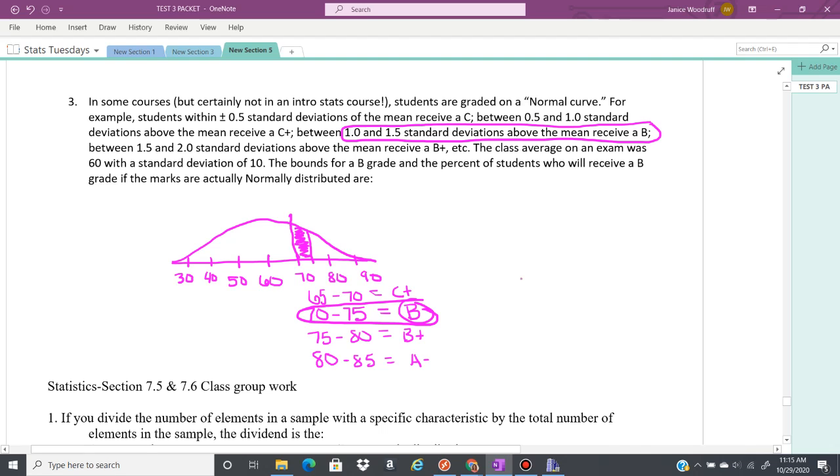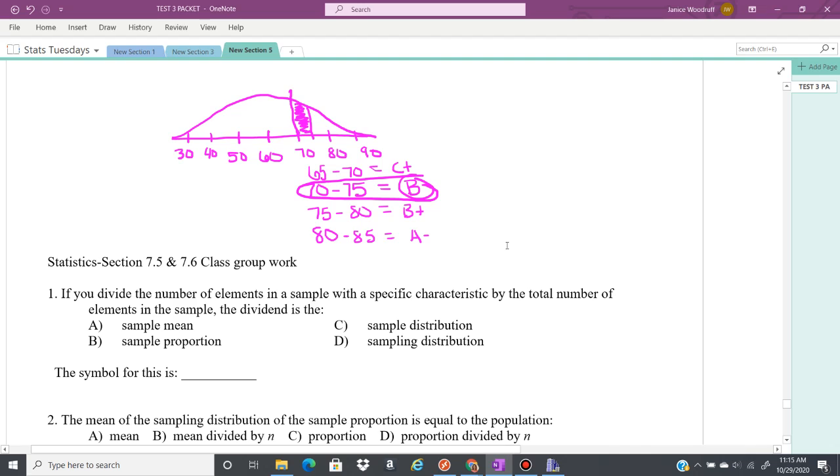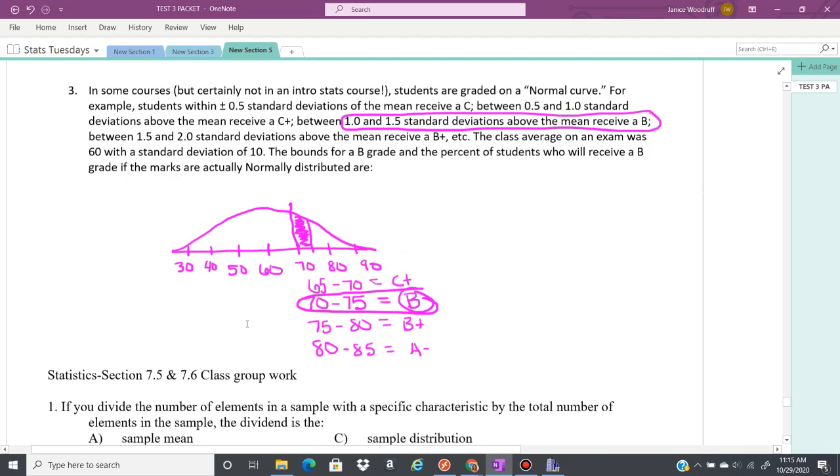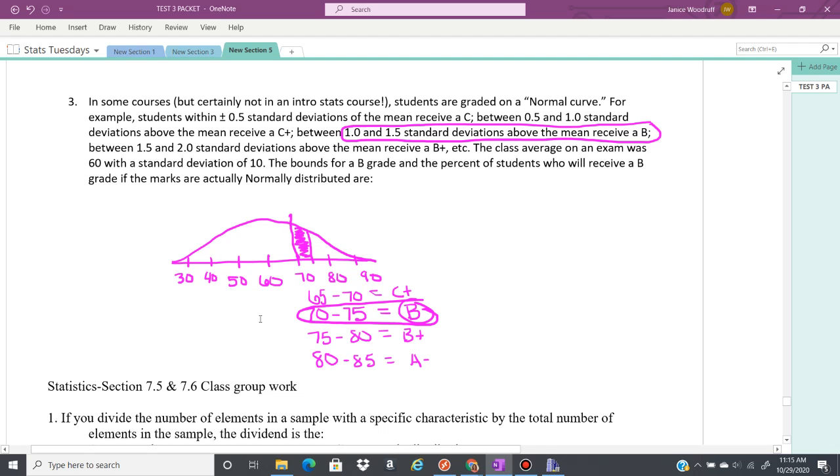All right, so now we have this class group work. Here's what I'm going to do: I'm going to let you guys work on this. I am going to stop the recording. If you want to stay and then go over it, we will do that. Otherwise, I'm going to record this and put it up as a separate recording. So this is the end of the recording for 7.5, 7.6. There will be a separate recording for the group work.